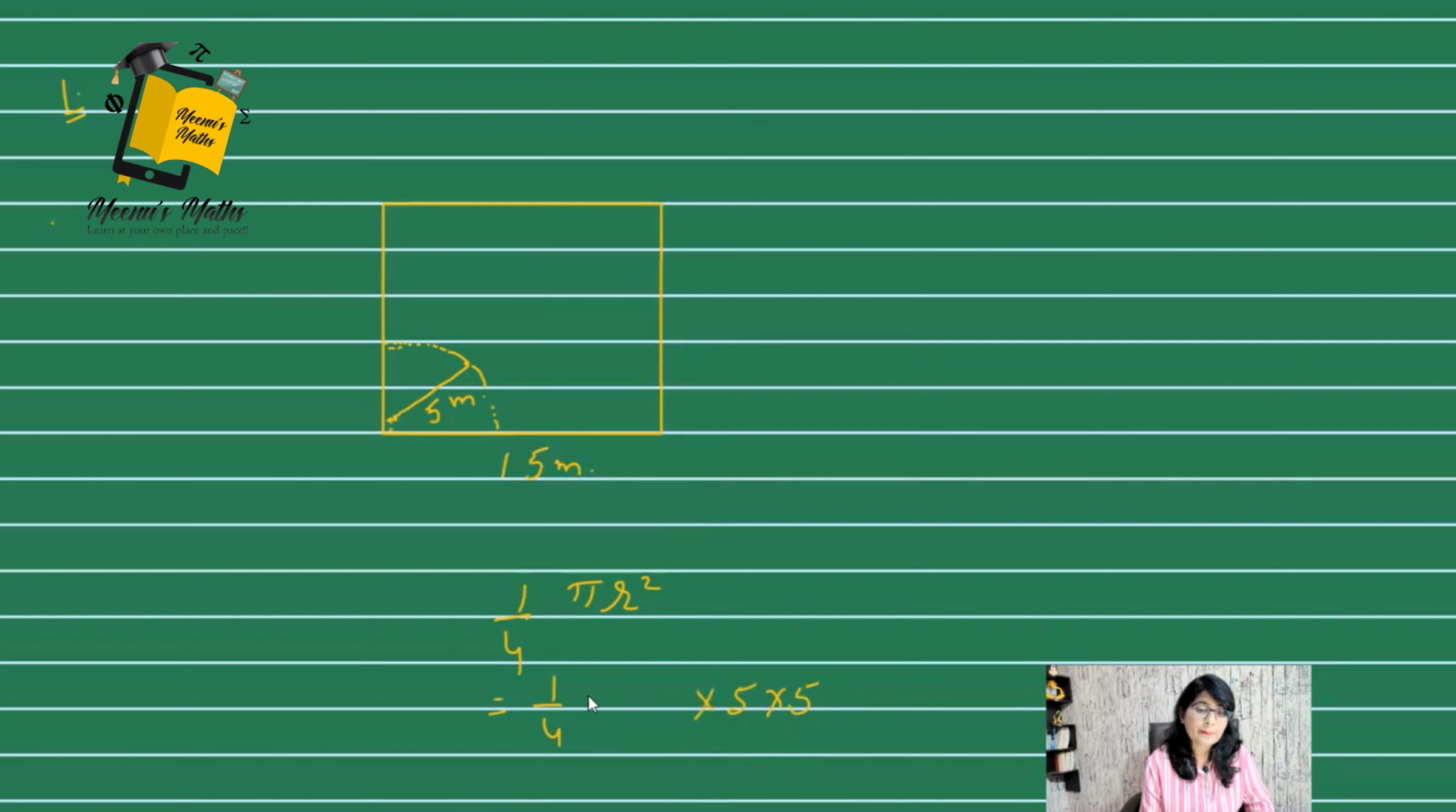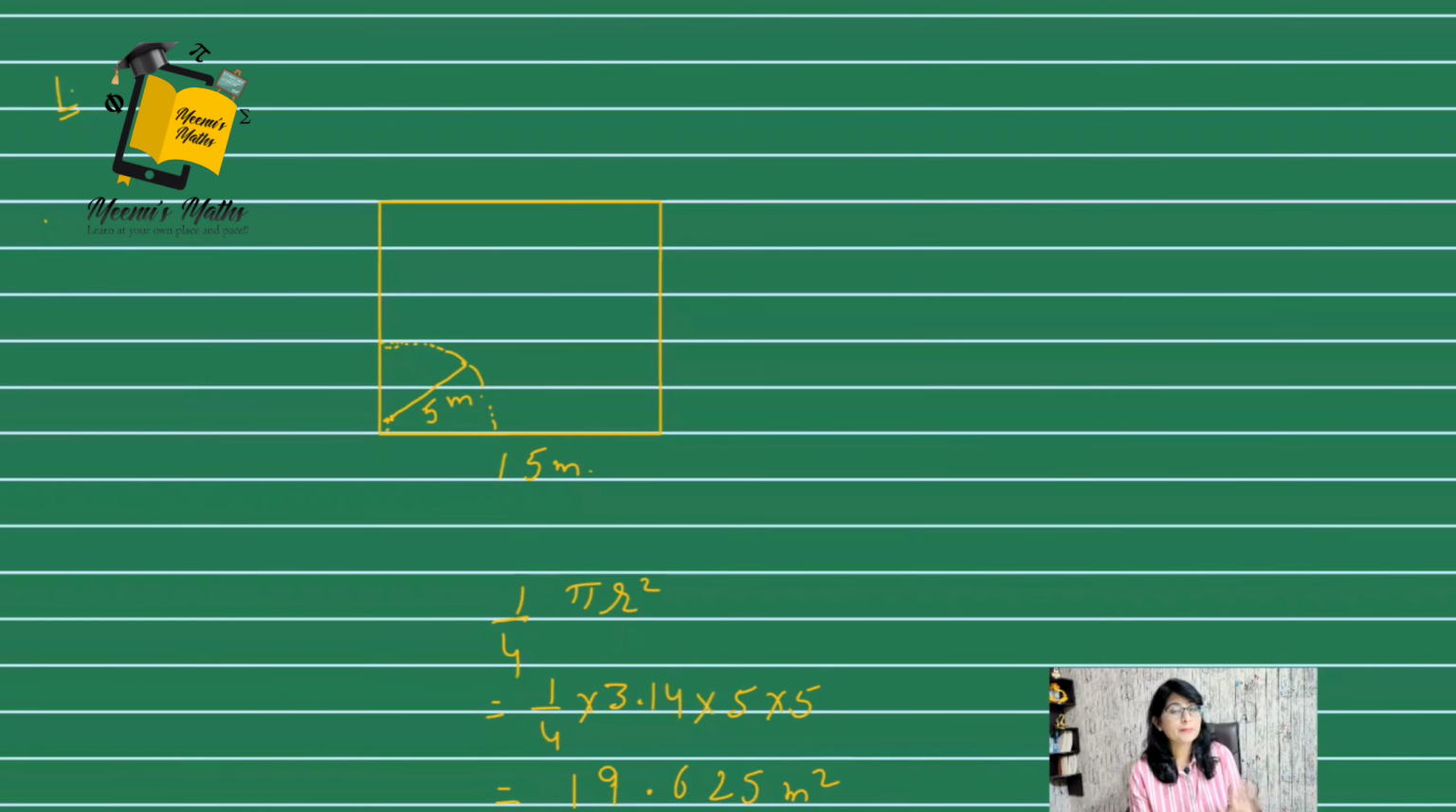What about pi? If I talk about the value of pi, pi's value can be 22 by 7. It can be 3.14. I suggest you, if your radius is a multiple of 7, then go for 22 by 7. And if it is any other, you can write down 3.14. Here I am writing 3.14. By multiplying all these, we can get the answer. So after multiplication, we will get 19.625 meters square. This is the area in which the horse can graze.